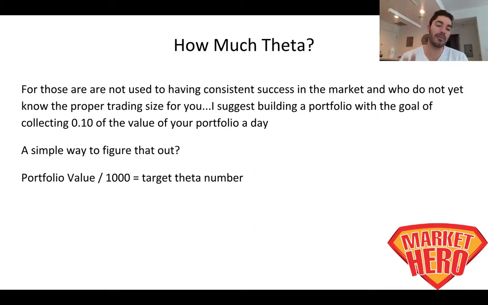That's a good number. If you maintain that number at a minimum throughout the year, you should have about a 36.5% return for the year. So if the question is, how much theta decay should I have on my entire portfolio, you should be collecting about 0.1% a day in theta. The way to figure that out, take your portfolio value and divide it by 1,000. Nice and simple. I'll see you guys in the next video.